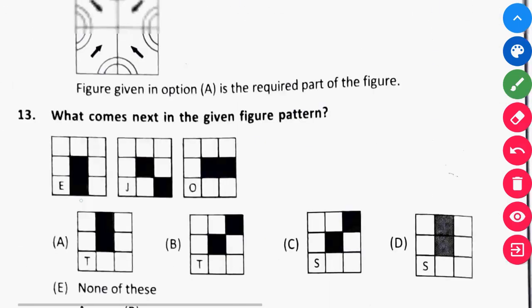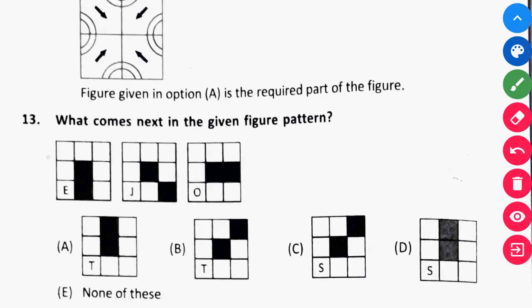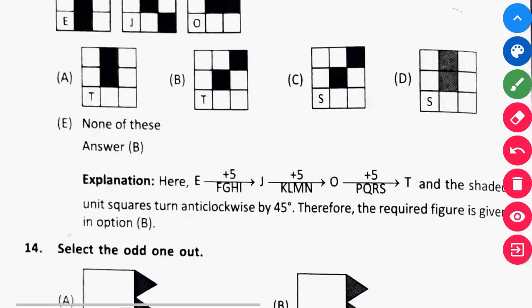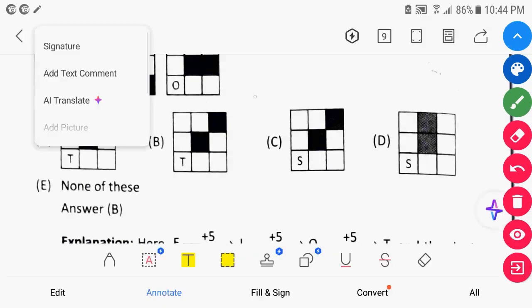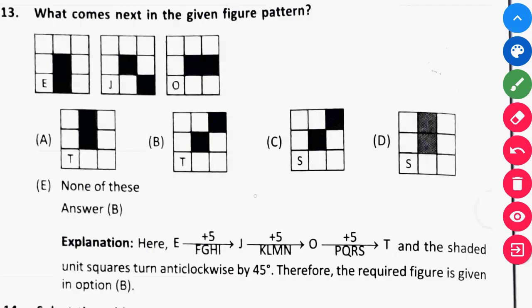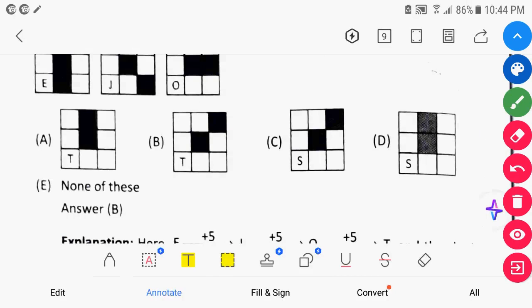Now see, again E, then which figure comes next? You just saw the answer. So we'll see here. When we add 5 letters to E, it becomes J. Okay. If we add 5 letters to J, it becomes O. So in the next figure pattern, we have to add 5 letters to O. So it becomes T. So in your answer, T should be there. So this one or this one is our answer.